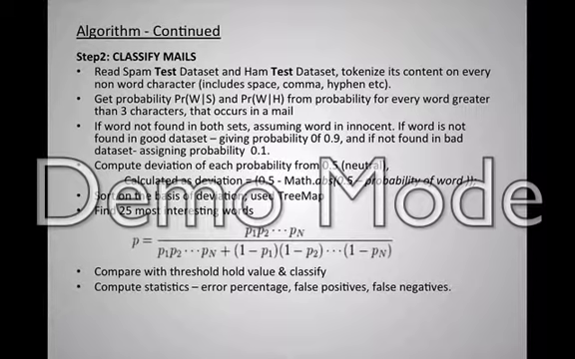Step 2 is classifying mails. Classifying a mail is reading a mail from the test dataset, tokenizing its content on every non-word character, then for every word occurring in the mail, retrieving its probability from the probability map that we created in the previous step. And if the word is not found in both datasets, assuming that the word is innocent, or if the word is found only in the good dataset, then giving it a probability of 0.1, and if the word is only found in the bad dataset, giving it a probability of 0.9.